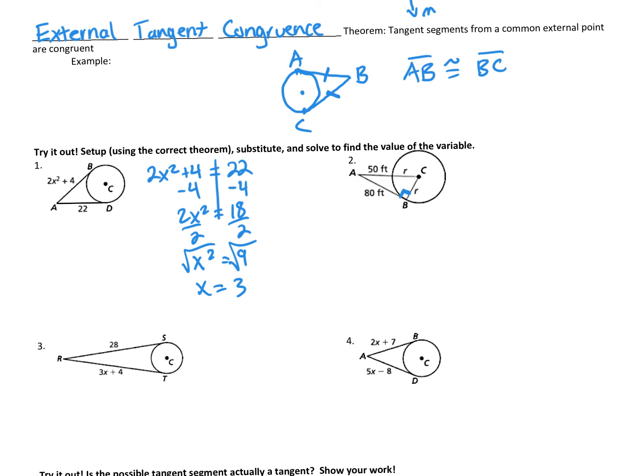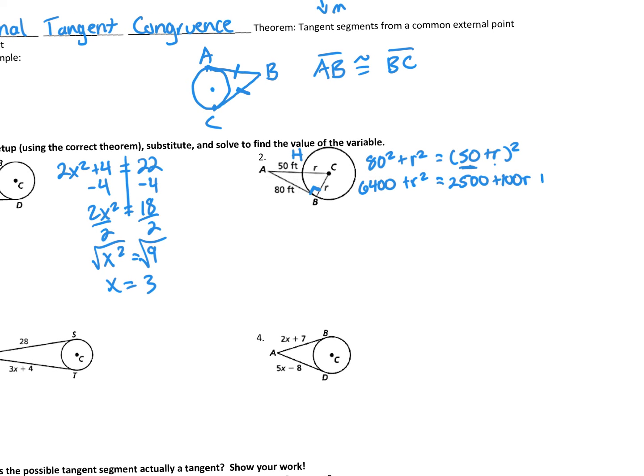Number 2, our r and r is the same distance, but I know that here this has to create a 90 degrees. So I'm going to use my Pythagorean theorem, which basically says this is my hypotenuse right here. So 80 squared plus r squared must then equal 50 plus r squared, the quantity squared. I'm going to square one side, so 6,400 plus r squared. Now I'm going to FOIL the other side, which is this first number squared, 2,500, this times r, 50r, double it, so that's plus 100r, and then plus r squared.